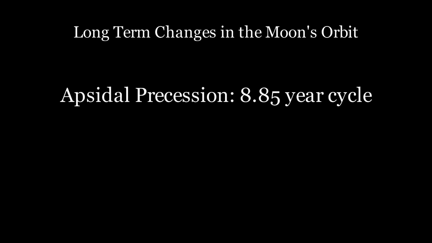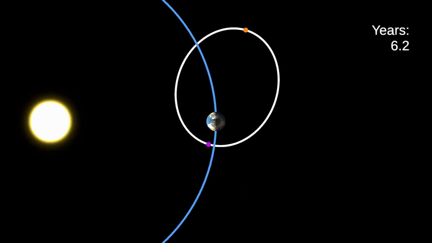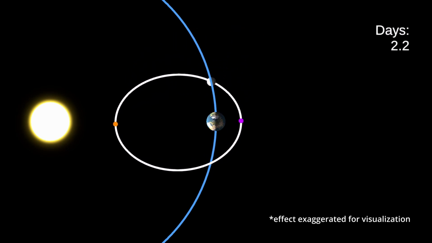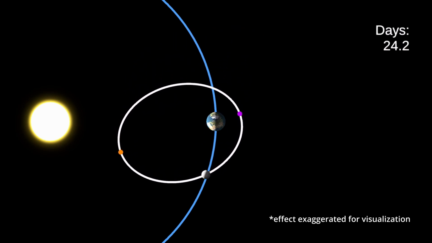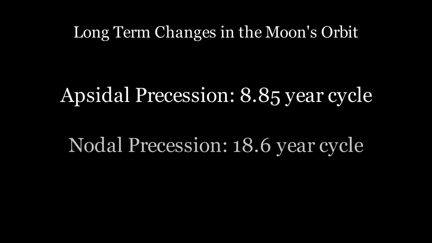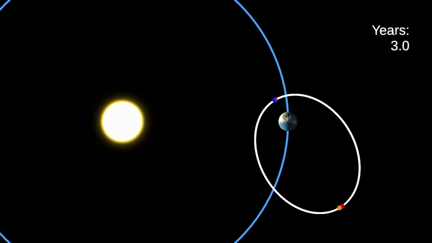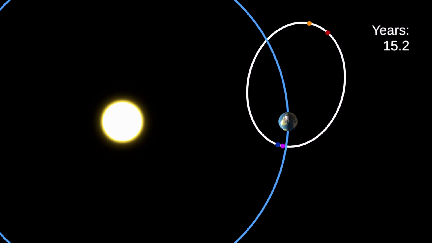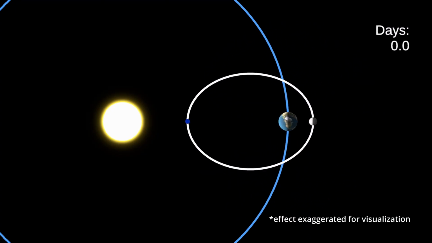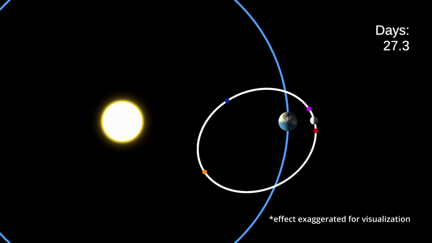First is apsidal precession. The moon's perigee rotates eastward around the Earth once every 8.85 years. This leads to the anomalistic month being slightly longer than the sidereal month because it has to catch up to the preceding perigee. Second, there is nodal precession. The moon's ascending and descending nodes are rotating westward around the Earth once every 18.6 years. This leads to the draconic month being slightly shorter than the sidereal month because the nodes shift slightly.